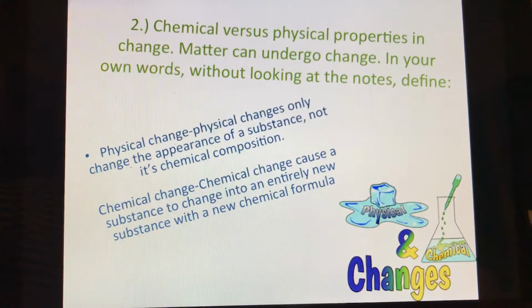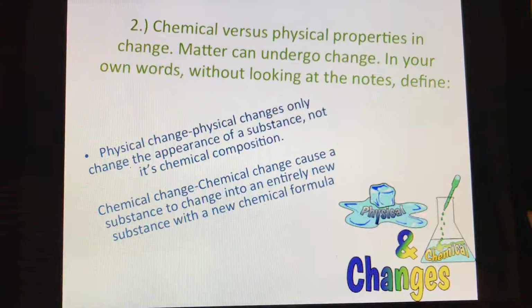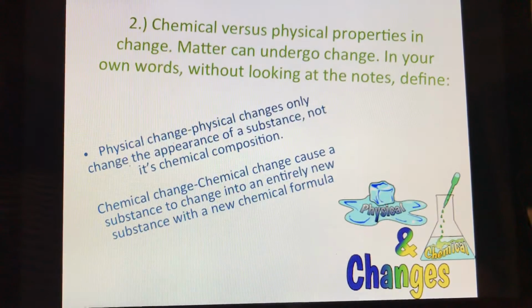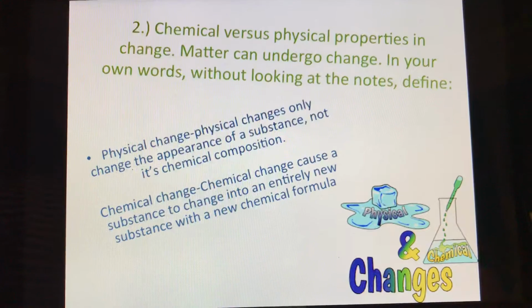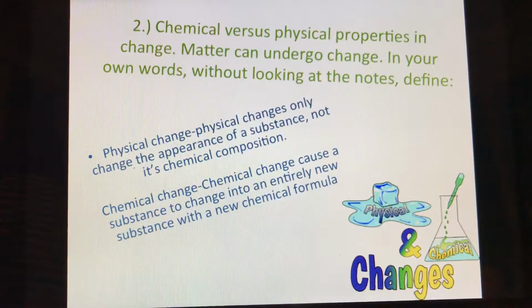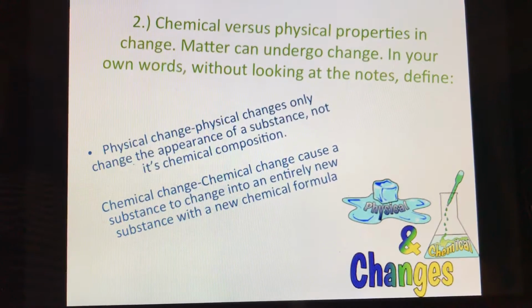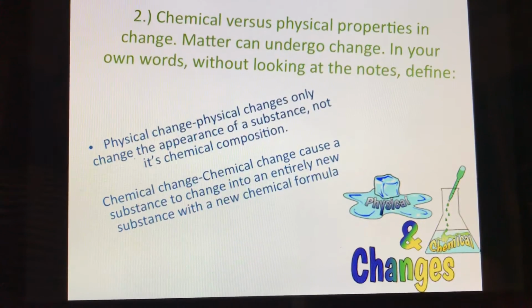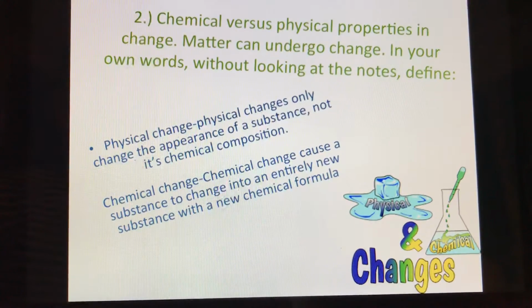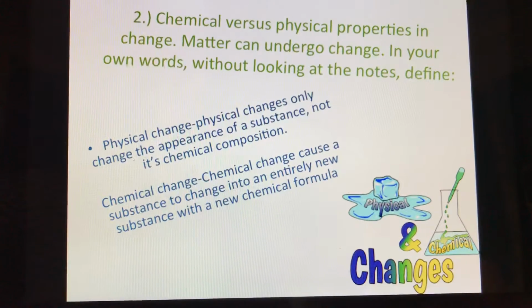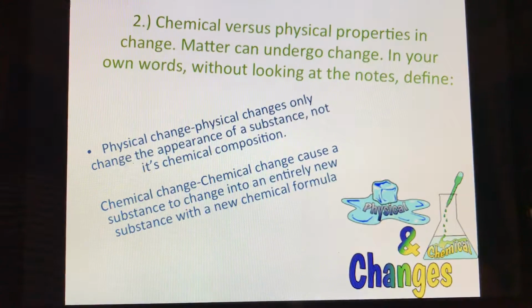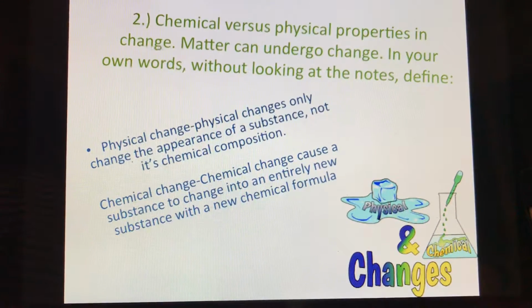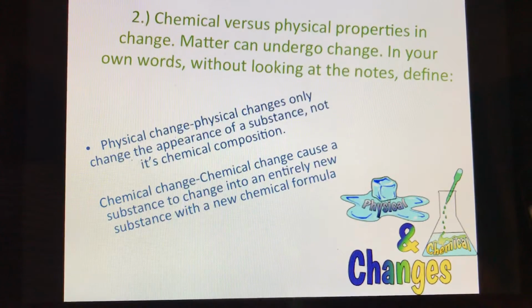For number 2, chemical versus physical properties and change. Matter can undergo change. In your own words, without looking at the notes, define physical change and also chemical change. I put that for physical change, it's only changing the appearance of a substance, not its chemical composition. And for chemical change, it causes a substance to change into a new substance with a new chemical formula.